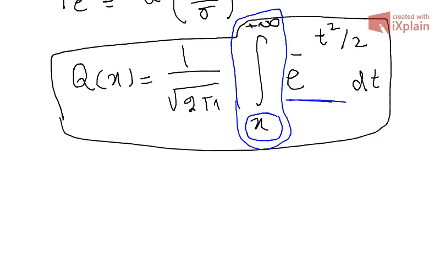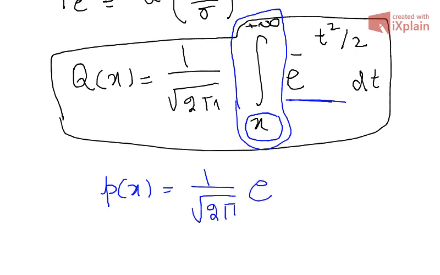If you observe this PDF, why we write it in the form of q of x, I'm just trying to explain that one. If you observe the PDF of noise, which is the standard Gaussian PDF, it is 1 over root 2 pi e raised to the power minus x square over 2. This is the PDF of noise, right?